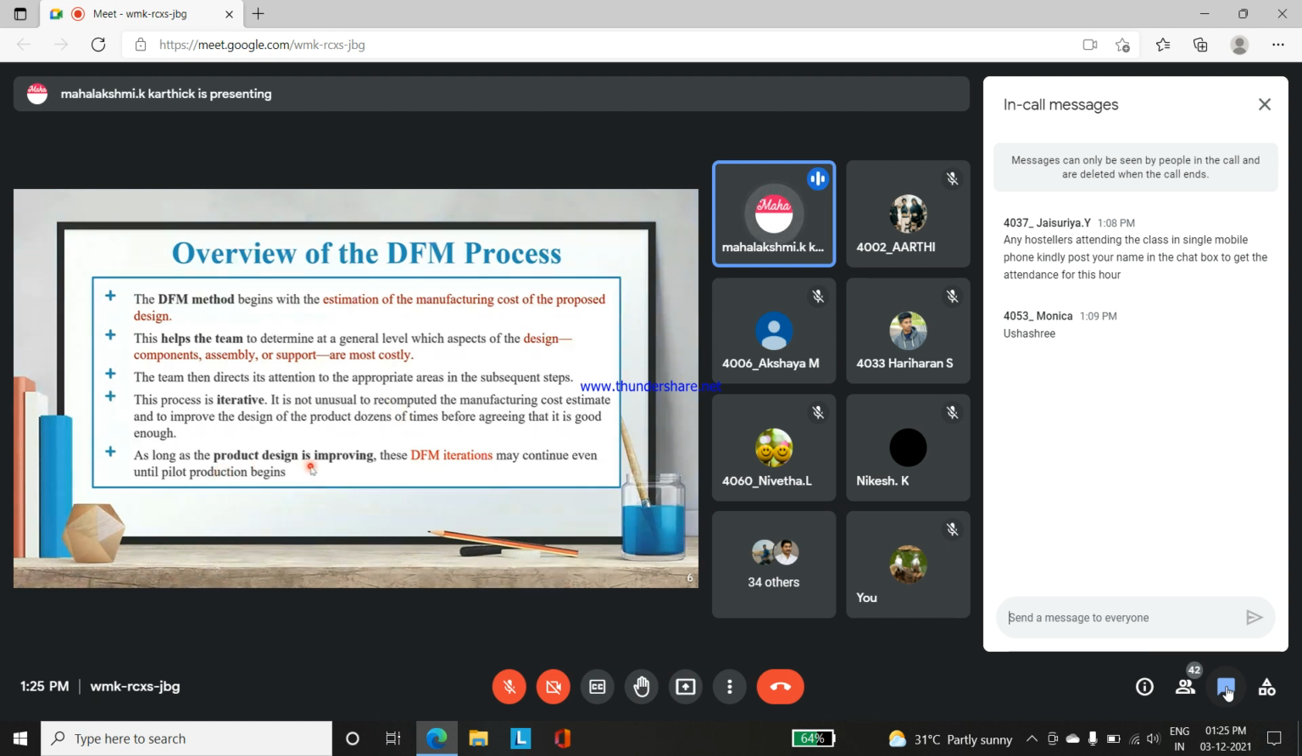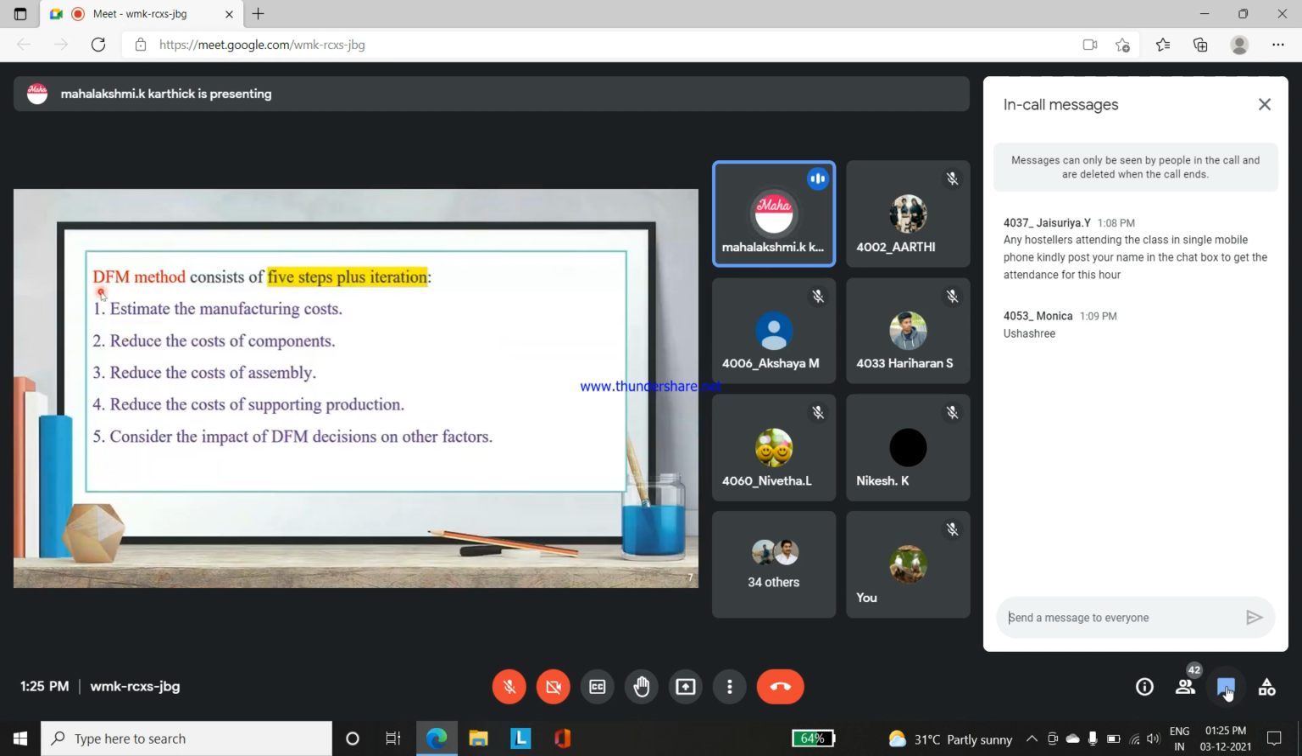So product design is improving on this basis. DFM iterations may continue even until the product production begins. As you all know, a very important 13-mark question under Unit 5: the DFM method consists of 5 steps plus iterations. What are the 5 main steps? When you're learning Unit 5, estimating the manufacturing cost itself will have a lot of sub-steps. So many things have to be considered to estimate this manufacturing cost. Completing this will take time, but no issues.